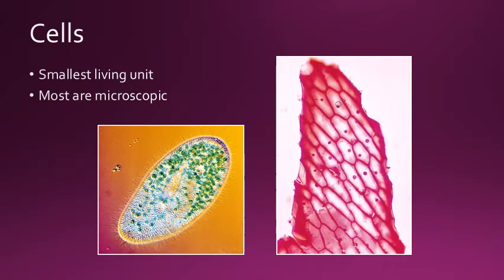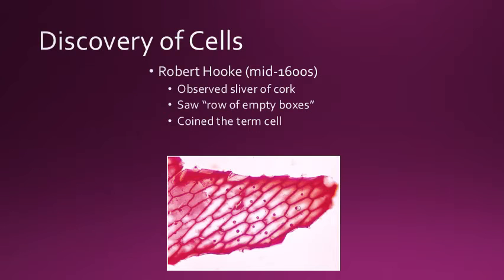So, just for review, cells are the smallest living unit of life, and most are microscopic. Here are some examples of animal and plant cells. Robert Hooke observed the first cells of cork, and they were dead, so he saw empty boxes, hence why he called them cells.